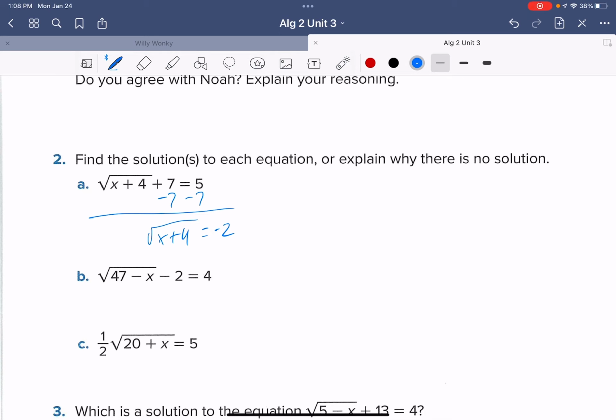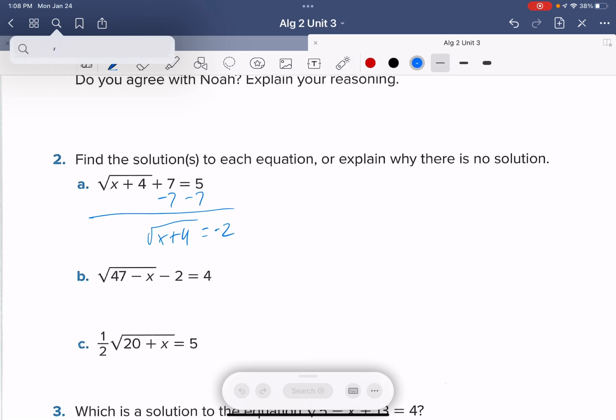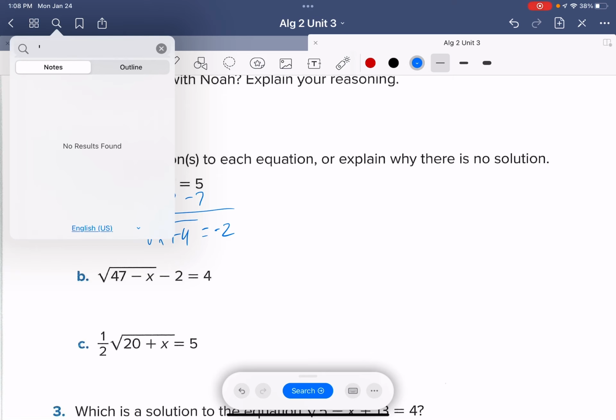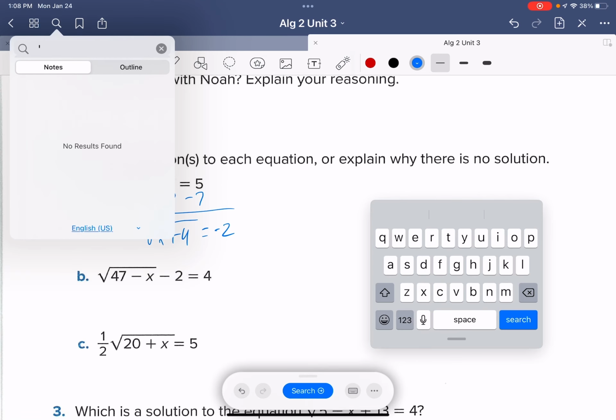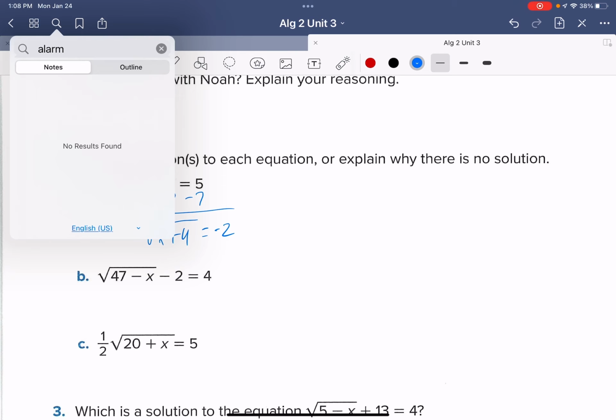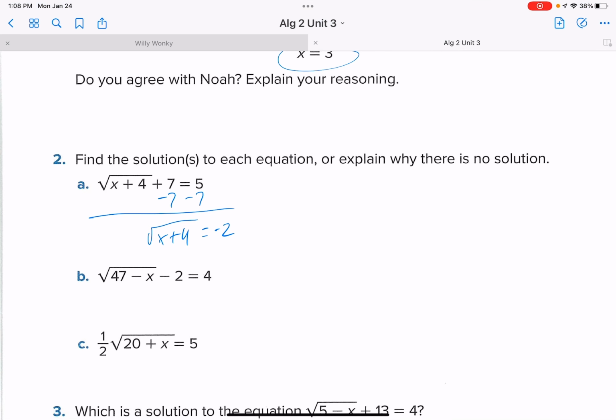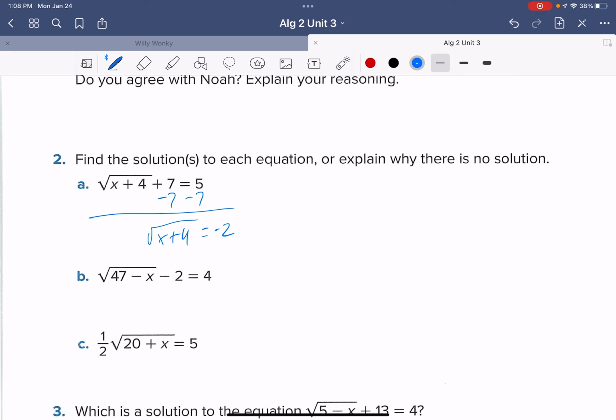I wonder if we can search for an alarm. Search. Oops. Keyboard, backspace. Alarm. Search. No results found. I thought you could add things like alarms to this. I don't know. Over here? This button? Nope. I don't remember. There's a way to add stuff to this. I should be able to add an alarm clock. Oh, well.